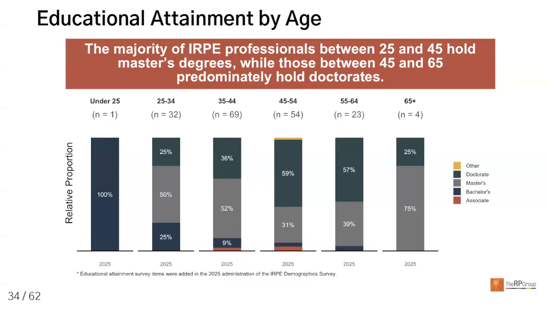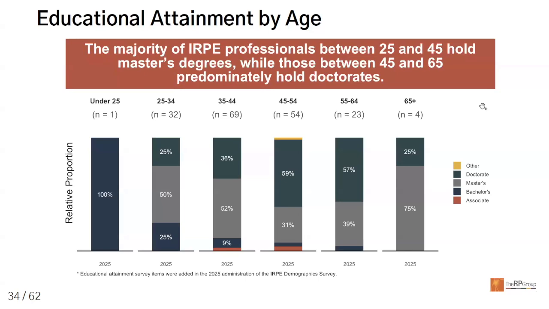A majority of IRPE professionals are between 25 and 45, and they hold master's degrees, while those between 45 and 65 are predominantly holding doctorates. So that jibes with pretty much all of the information that we've been talking about. There is kind of a bifurcation between those who have less experience and more, but it does go back to earlier slides about people progressing within the field when they enter versus when they get older. So they're not staying analysts unless they want to, and they're getting education.